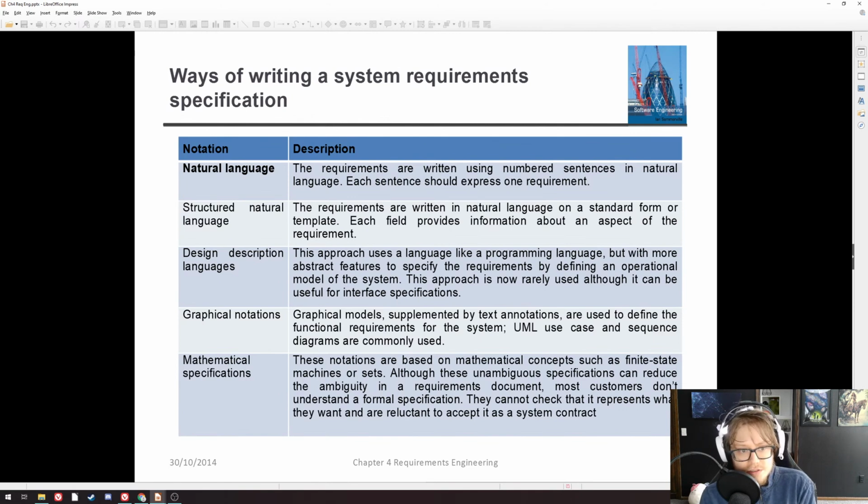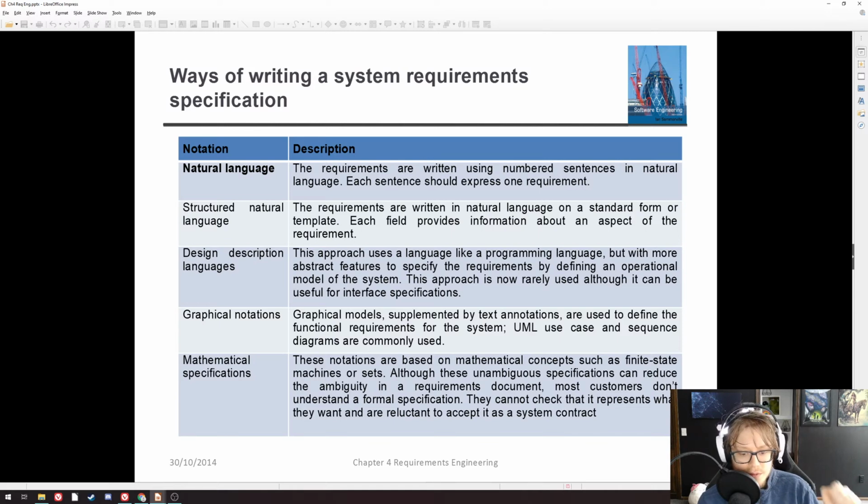Well, we might use natural language. We might use a structured language. We might use design description languages, graphical notations, and math specifications. So depending on what your project is like, you might use one or all of these. You might write your user requirements in natural languages with numbered sentences. Most people did something like this. Each sentence should express one requirement.